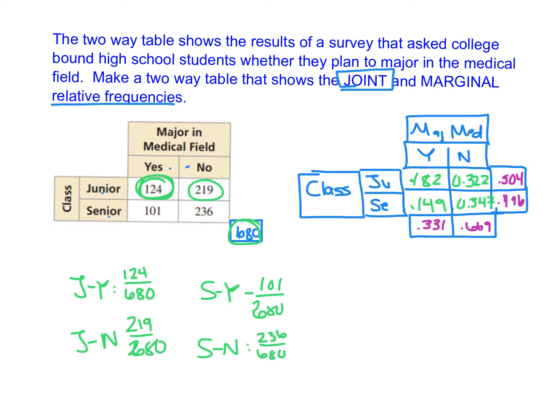So just to remind you, we have our green values, which represent those joint relative frequencies, the percentages for joining categories, and the purple here represent our marginal relative frequencies.